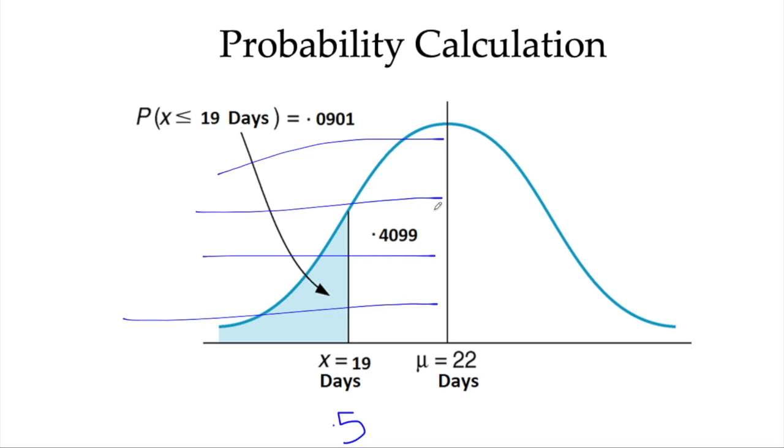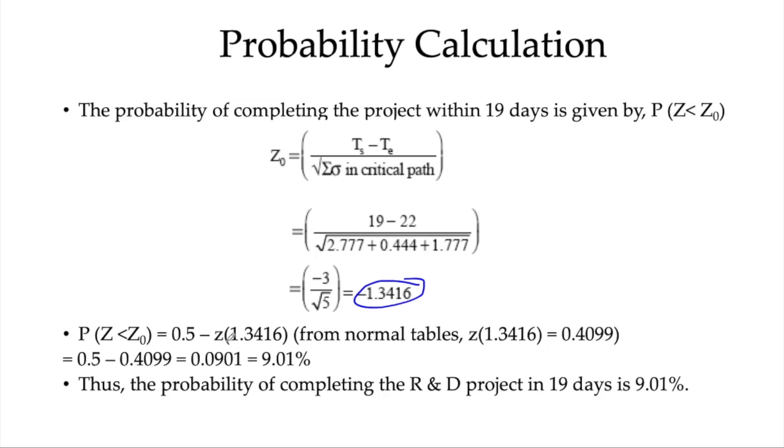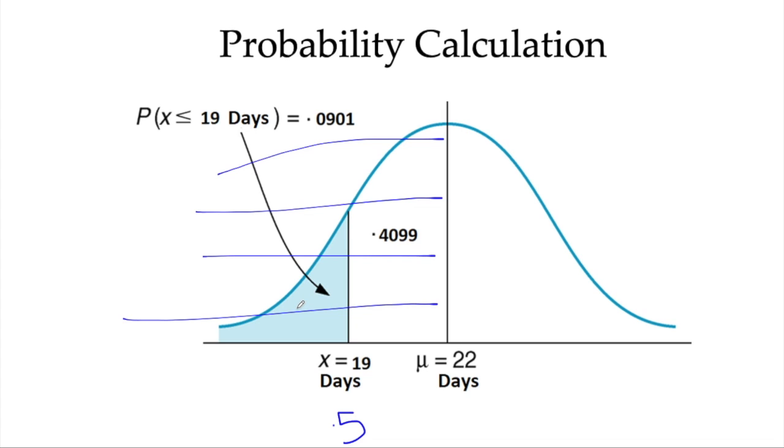Then we can find out the probability of this area from the mean, and we can estimate it from the table. If we look into a normal table, since this is negative, we go in this way and remove the negative side. So we are doing 0.5 minus this value. So 0.5 minus the z value of this, which is 0.4099. So 0.5 minus 0.4099 will give you 0.0901. That means the probability that this project will be completed in 19 days is only 9%.